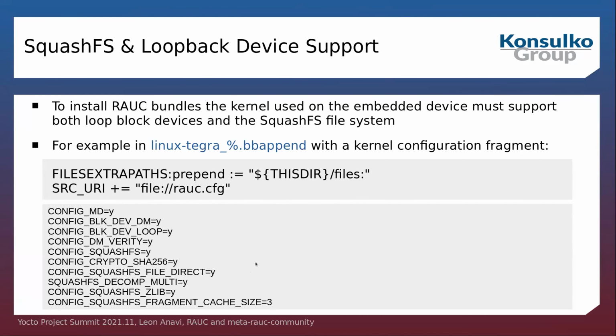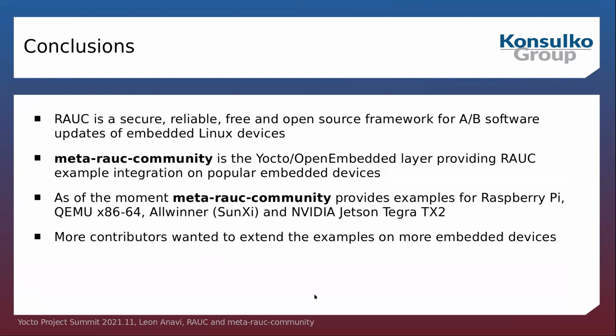So I think it's just about time to wrap it up with conclusions so that we can have a little bit more time for questions. As you have seen, RAUC is a secure, reliable, free and open source framework for A/B software updates of embedded devices that can be done over the air or eventually with a USB stick manually for some legacy devices, because I know that some people are still interested in this.